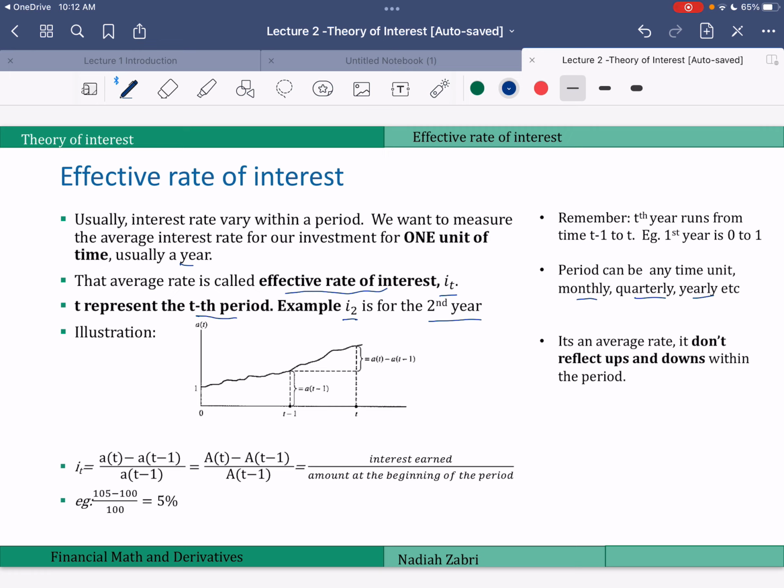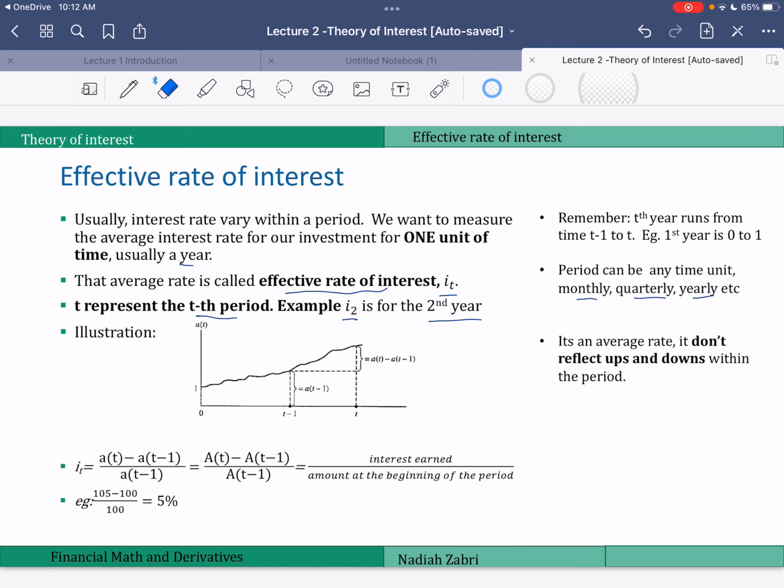And bear in mind, the Tth year will range between time T minus 1 and T. For example, for the second year, right, it will range from time 1 to time 2. First year, it will range from time 0 to time 1, right? Okay.